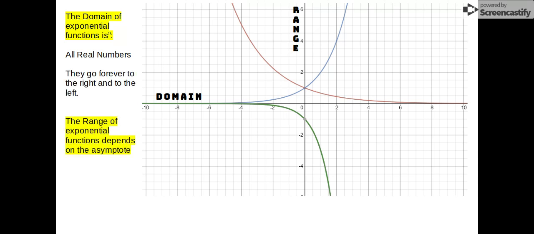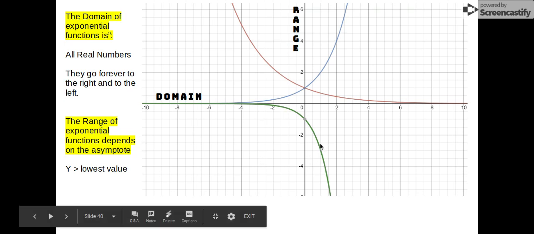The range of these exponential functions depends on the asymptote. So you're going to say that y is greater than the lowest value. So for example, this red one and this blue one, we would say y can be anything that is greater than 0. The lowest value is 0. y can be anything above that, but y will never be 0. It approaches 0, but it never touches the 0. It will never touch this x-axis. It looks like it touches, but it doesn't. If you zoom in, it will not touch.